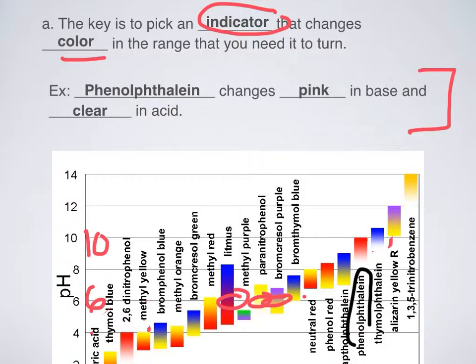Thankfully, you don't have to know how to spell it, but phenolphthalein is probably one of the most widely used indicators in all of chemistry, and it changes bright pink in base, and it changes clear in acid. So that's a very important fact to remember.